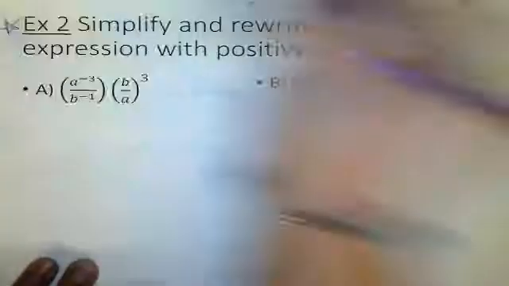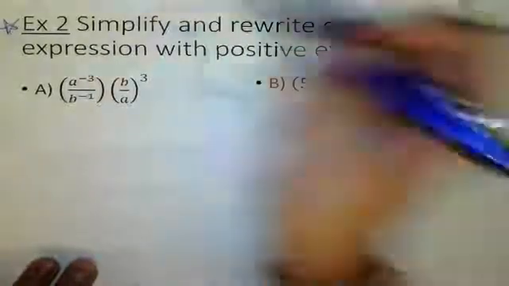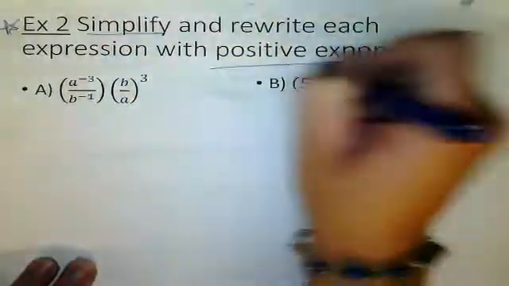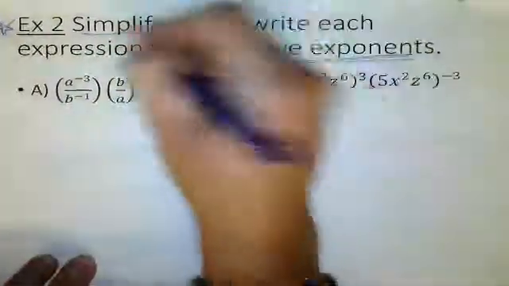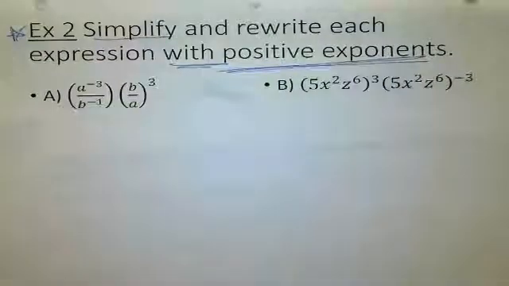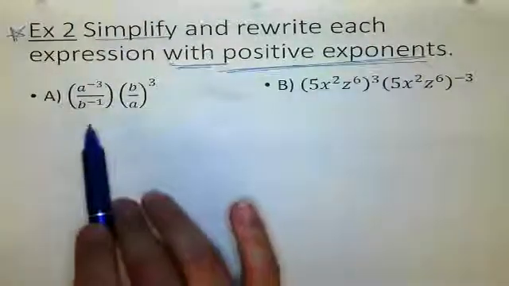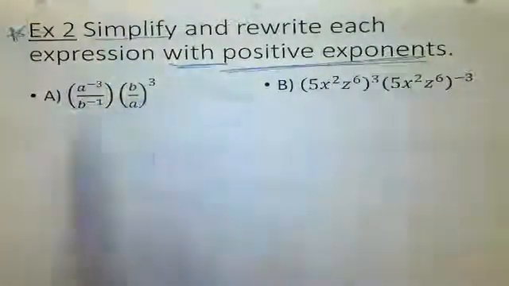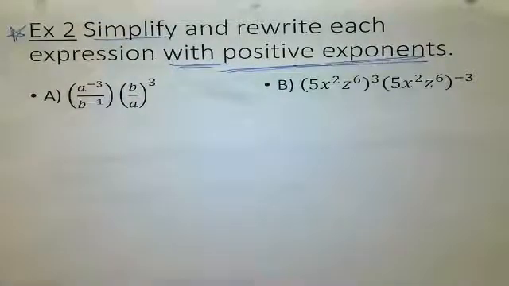Example 2: simplify and rewrite each expression with positive exponents. The positive exponents part, simplify with positive exponents. Watch, those are the real important parts of the directions. You're welcome to abbreviate the directions so I can get the key parts in there. We want positive exponents in our final answer. Whatever that happens to be, we would make sure we have only positive exponents left over. All right, so we have a to the negative 3 over b to the negative 1, quantity b over a cubed. What do you want to do?